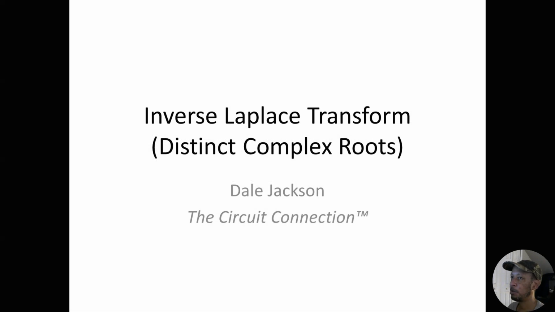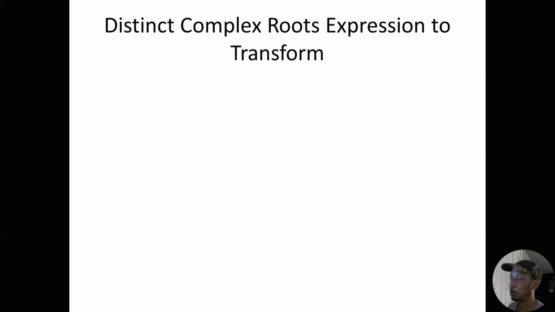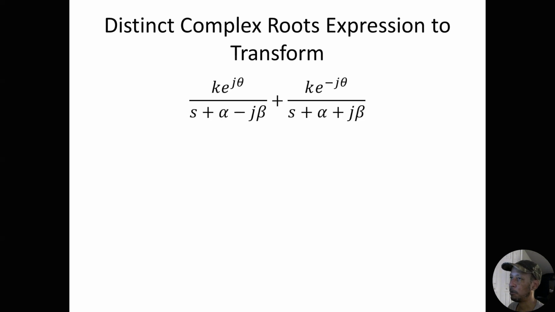Okay, so I am going to be going over an inverse Laplace transform for distinctive complex roots. The distinctive complex roots expression that I'm going to be working with here to transform is of this form: k times e to the j theta, all of that over s plus alpha minus j beta, plus k e to the negative j theta, all of that over s plus alpha plus j beta.